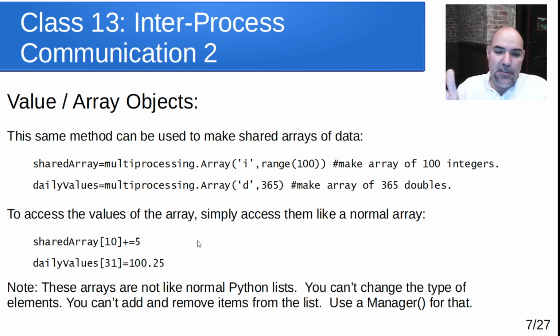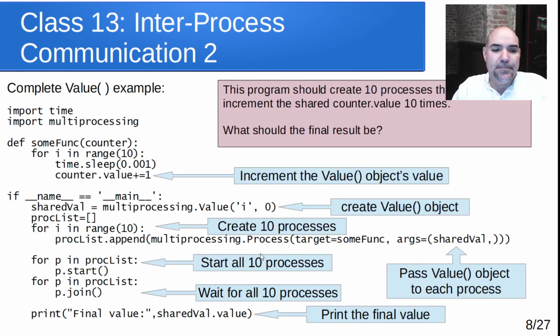If you do want to have an array that is dynamically adjustable, you should use a manager, and we talked about that at the end of last lecture. So go back and look at class 12 for that. But one of the advantages of using those classes, multiprocessing.value or multiprocessing.array, is that they're very efficient because they're built on top of a shared memory model of the operating system itself.